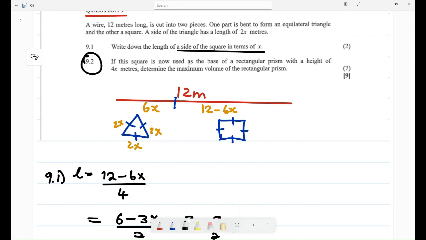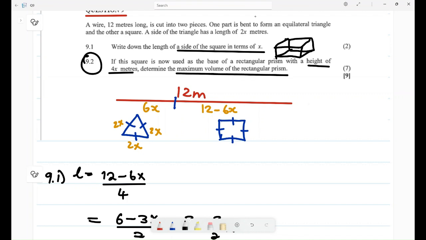If this square is now used as a base of a rectangular prism, what is a rectangular prism? It is a shape that's more or less like this. This is what we call a rectangular prism with a height of 4 meters. So now we are given the height of 4 meters. Determine the maximum volume of the rectangular prism.